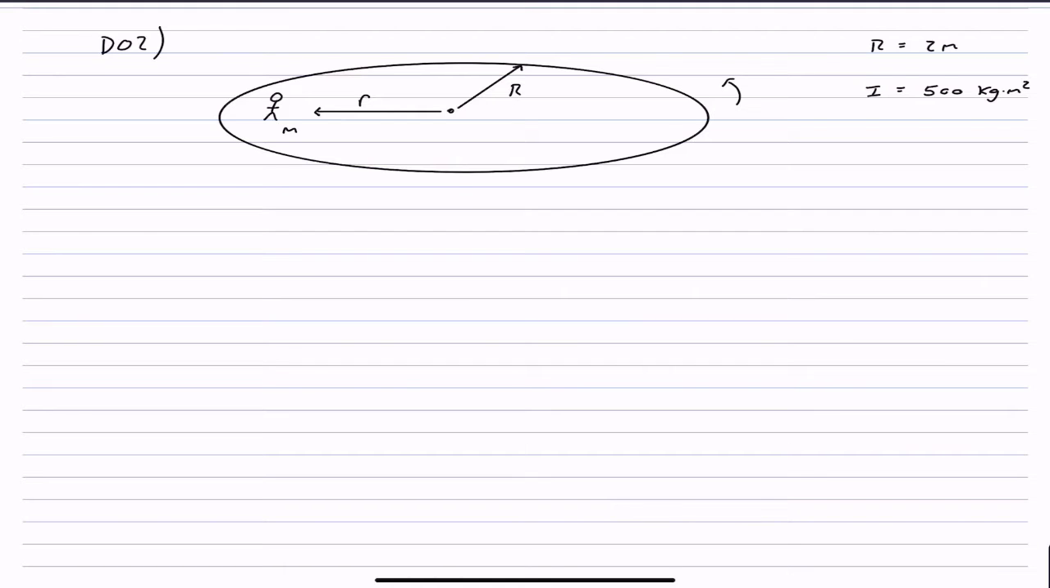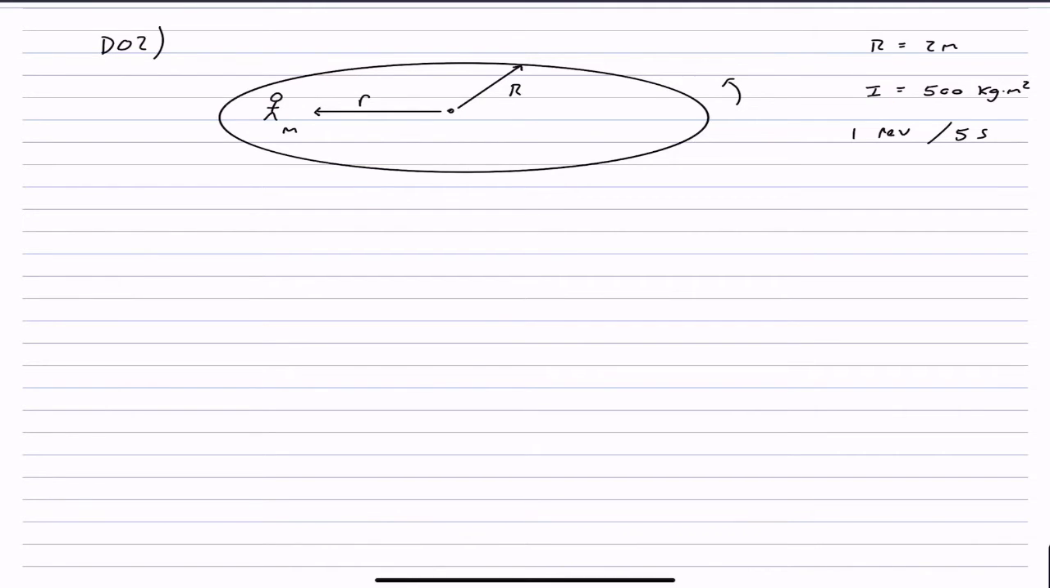We can find out some things about the system right away. We're told the radius is 2 meters. We're told that the moment of inertia of the merry-go-round itself is 500 kilograms meters squared. Also that it makes 1 revolution every 5 seconds. Just using this information, we can determine a few things before we really get started.